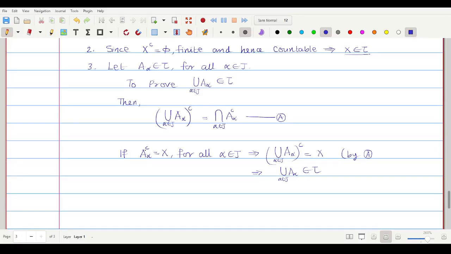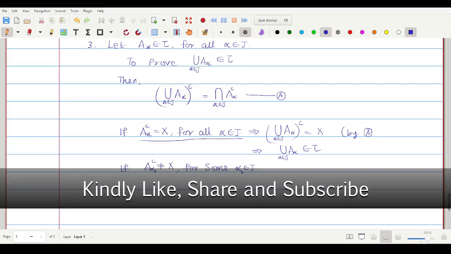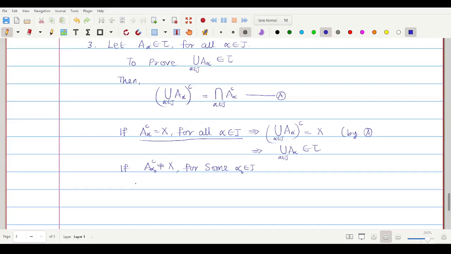That means if A_alpha complement equals X for every alpha in J, then the union of A_alpha belongs to tau. Now we assume the condition is not satisfied. Assume the second case: A_alpha complement is not equal to capital X for some alpha in J, say alpha naught. Since the first condition assumed A_alpha complement equals X for every alpha, its negation is that there exists some alpha in J such that A_alpha complement is not equal to X. So this implies that A_alpha naught complement is countable.